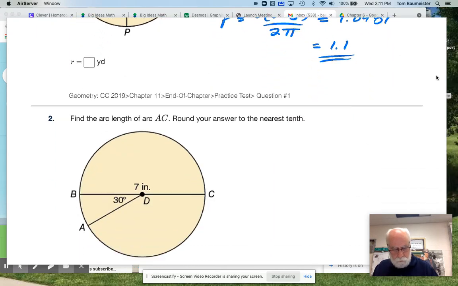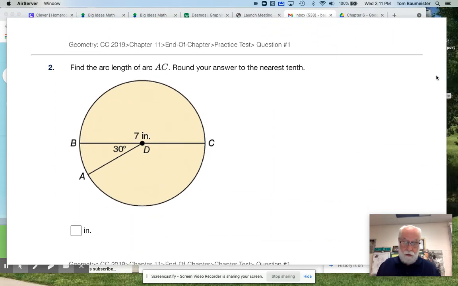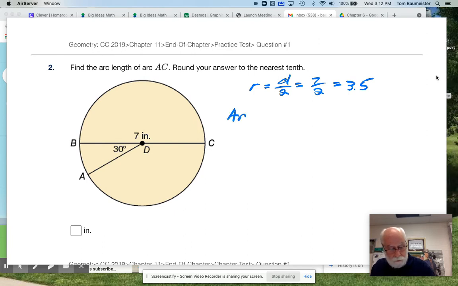All right. Number 2, find the arc length of arc AC and round your answer to the nearest tenth. So on this one here, what they did is they gave you the diameter. So remember, the diameter is twice the radius, or the radius is half the diameter. So if we do that, we'll have 7 divided by 2, which is 3.5. So again, using our formula that we just saw, the arc length is equal to, well, the one that they asked for. Find the arc length of arc AC.